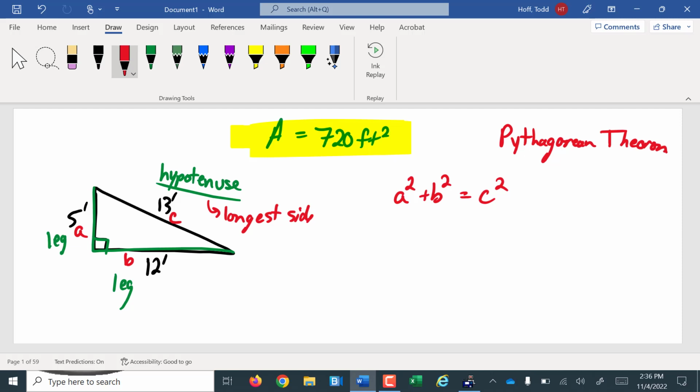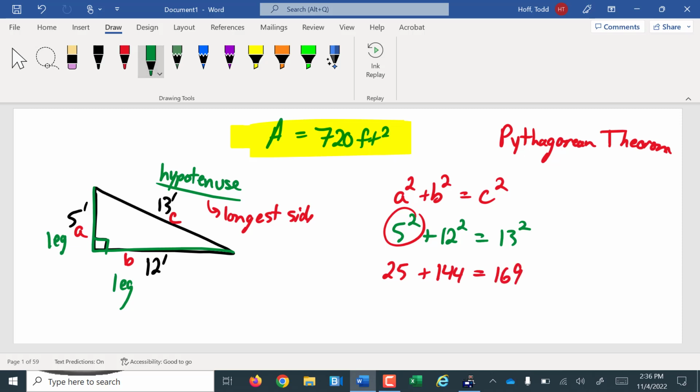We're just going to call it A squared plus B squared equals C squared. So here, we're going to plug in for A, what number? 5. So 5 squared plus what goes in for B? 12 squared, and for C? 13 squared. So 5 squared, 5 times 5, is 25. 12 squared? 144. And 13 squared? 169. And 25 plus 144 is 169. So it does work out. That is a right triangle.